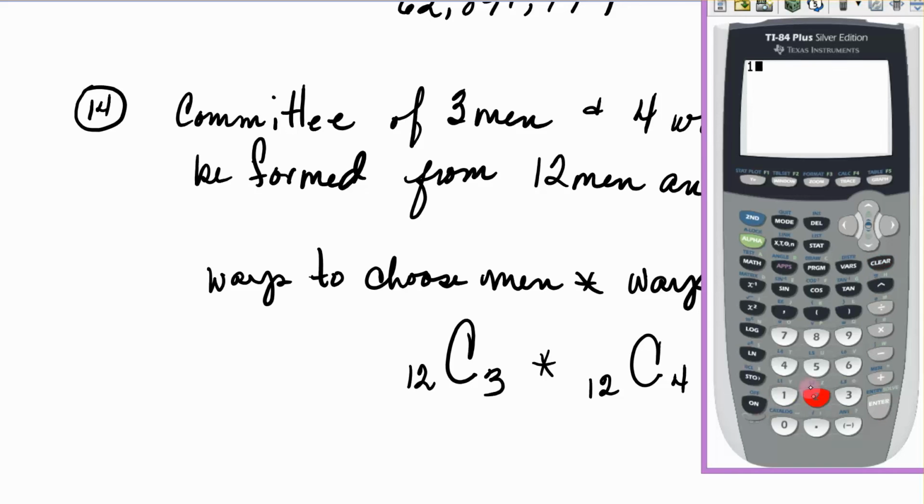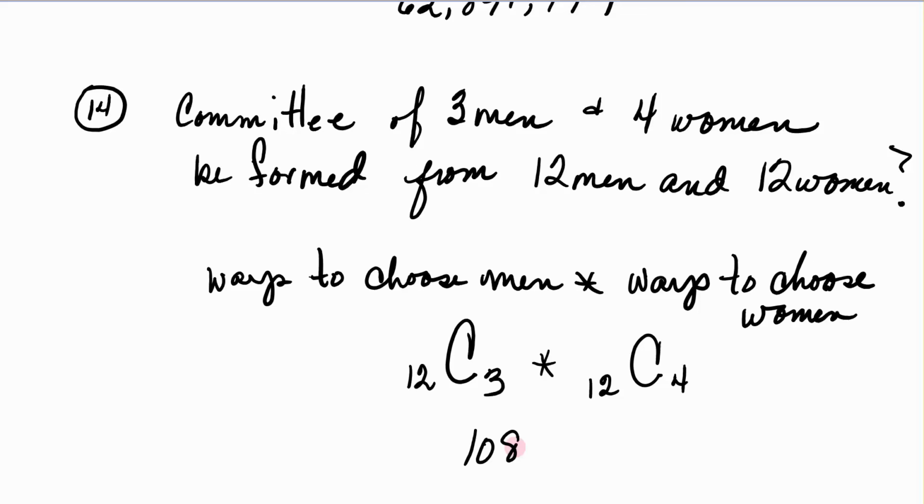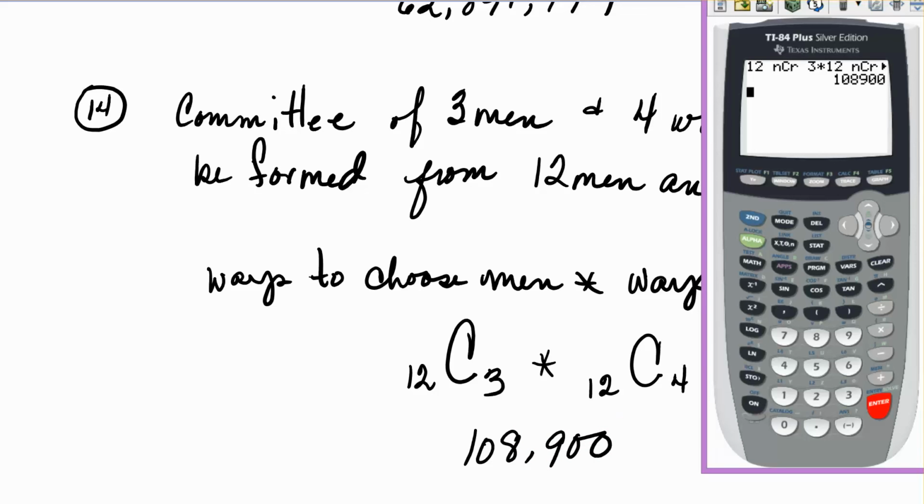And I have 12, math, combination of 12 taken 3 at a time, times 12, combination, taken 4 at a time. And I end up with 108,900. So let me put that back up there if you wanted to see it again.